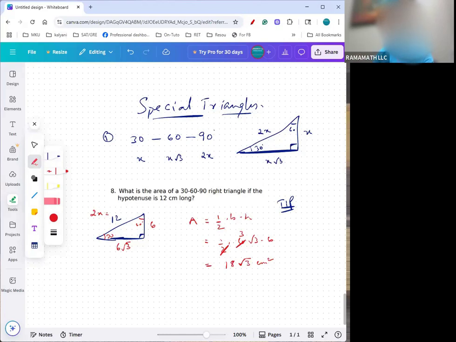So the hypotenuse is 12, which is 2x. The hypotenuse is opposite the 90, so that's 2x. x is 6, and the other one is 6 rad 3. So you multiply these two and divide by 2. Or, obviously, half of 6 is 3. 3 times 6 is 18 rad 3. See there? So we don't do all the work. We have to be smart on this one. But again, if you're in school, the teacher will ask you to show all this work. That's the difference. Get it?